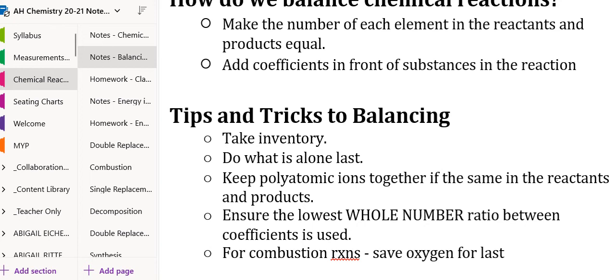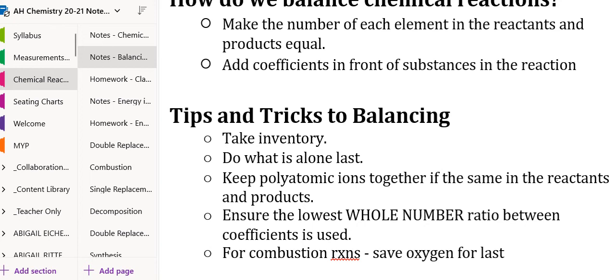Then, if you have an atom, and we'll see examples of this, where it's alone, save it for last, because that's the easiest to balance. If it's alone, it means adding a coefficient to that atom isn't going to change anything else. Like if it's in a compound, if you add a coefficient, it changes everything in the compound. Polyatomic ions, I'll point them out when we get to them. We can treat them as a single unit. It will make it easier.